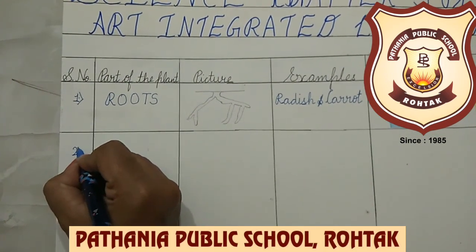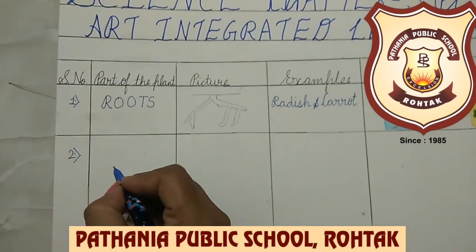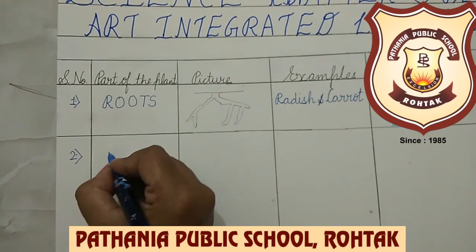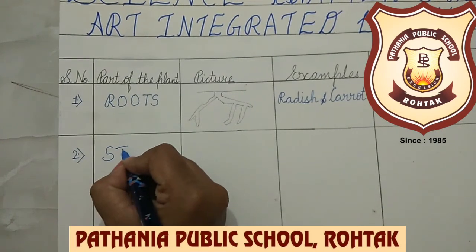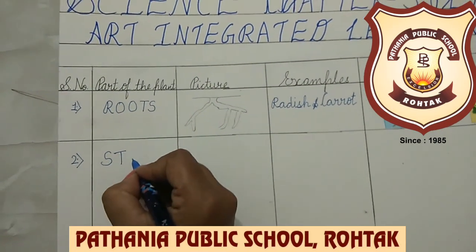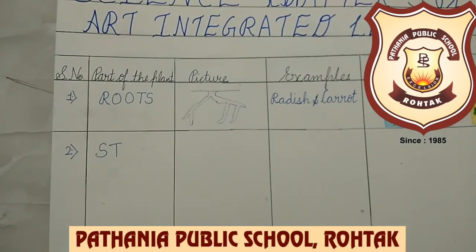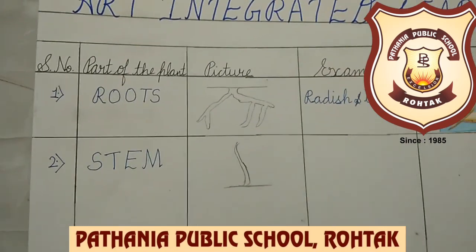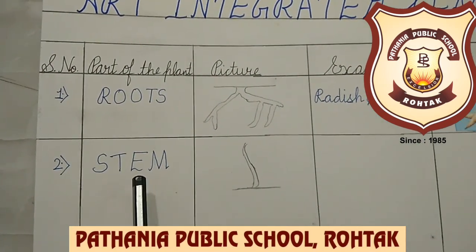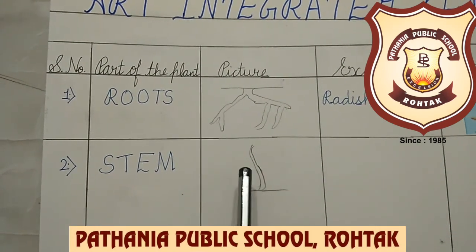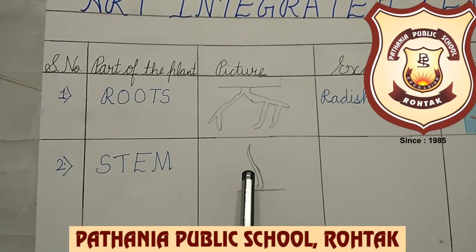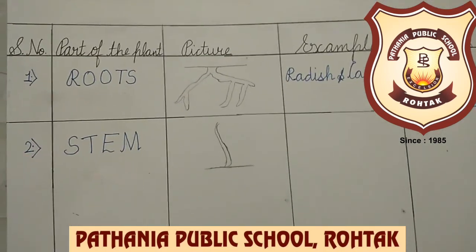After roots, which is the next part? Tell me everyone. Yes, it is stem. So we will write here stem. Yes beta, we will write down here stem, and then we can draw the image of stem. If you have a picture, you can paste the picture or you can draw.